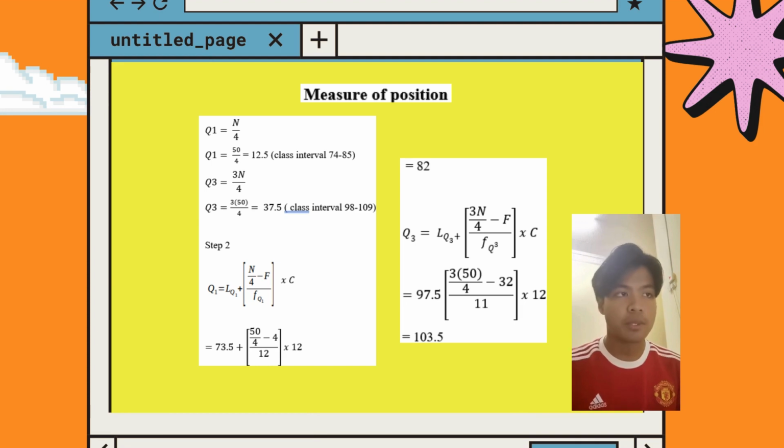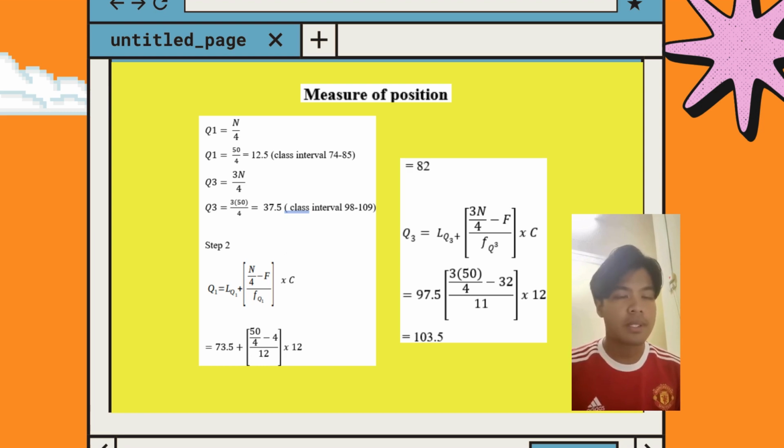Next, measure of position. We need to calculate quartile 1 and quartile 3. For quartile 1, we will take n over 4, which is 50 over 4, and we will get 12.5. The class interval is 74 to 85. To calculate quartile 3, we will use 3n over 4, so we will take 3 open bracket 50 close bracket over 4, and we will get 37.5. So the class interval is 98 to 109.